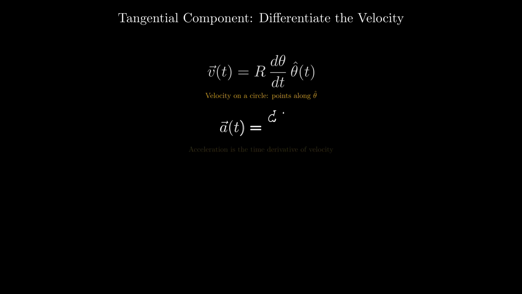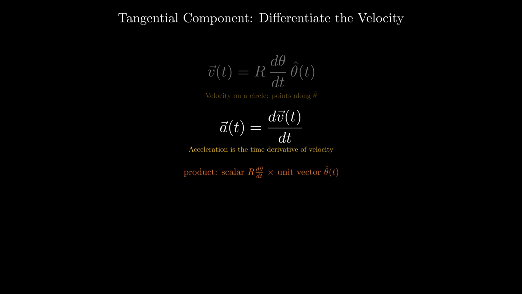Recall that in polar coordinates, the velocity of a particle on a circle of radius r points purely along theta-hat. The velocity equals r times d theta dt times theta-hat. Now suppose a tangential force is speeding the particle up, so d theta dt is changing in time. To get the acceleration, we differentiate the velocity with respect to time. Because the velocity is a product of the scalar speed and the unit vector theta-hat, and both depend on time, we must use the product rule.